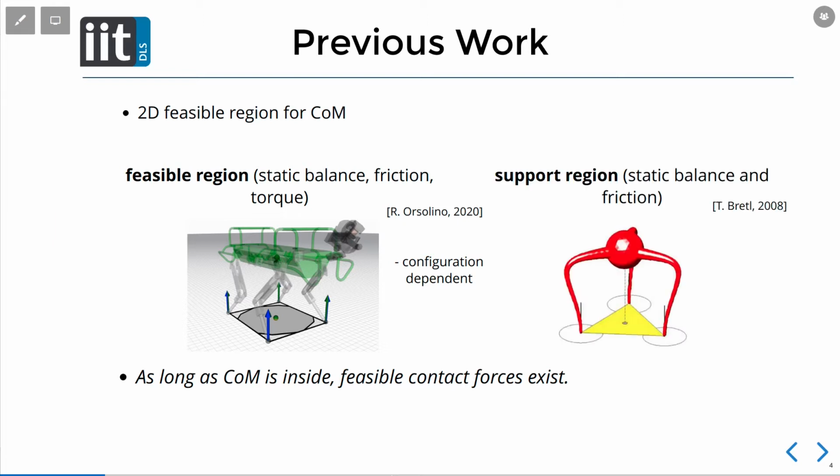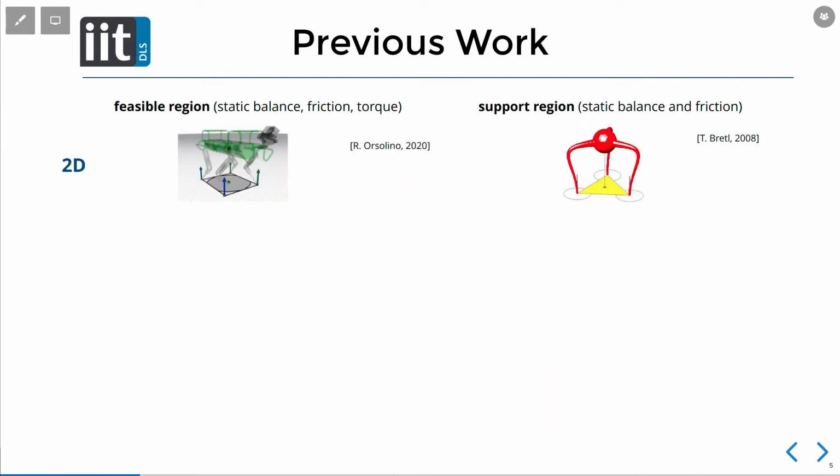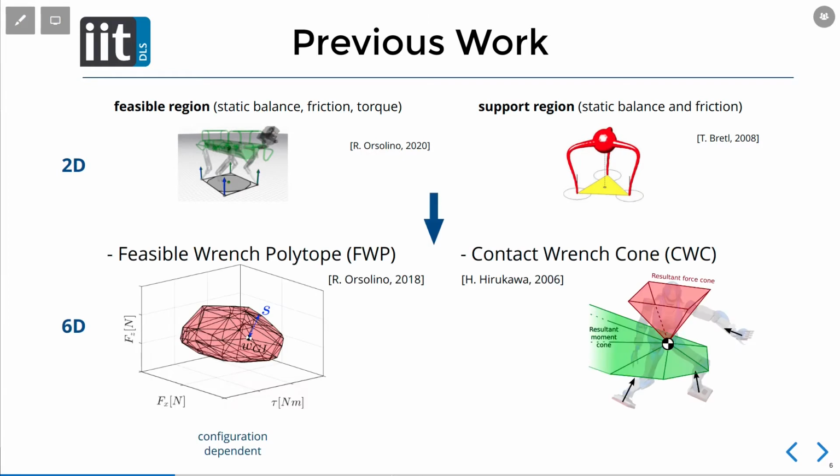This type of approach is in line with the notion of the famous support region, which considers only balance and friction constraints. The feasible region and the support region are in fact special cases of their six-dimensional counterparts, known in the literature as the feasible wrench polytope and the contact wrench polytope, which are instead defined in the wrench space. This decrease in dimensionality results in a large improvement in computational efficiency.